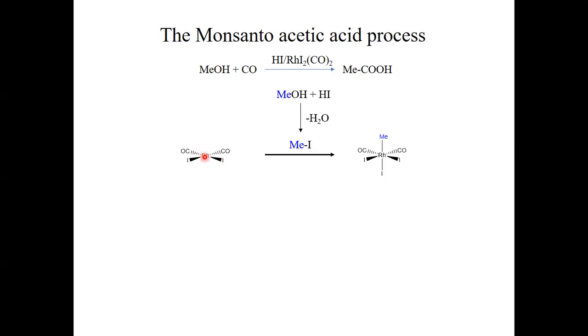So now the methyl iodide can react with this catalyst to form this compound here. So now you have learned a lot about organometallic reactions. Maybe one of you can tell me what type of organometallic reaction is this step?